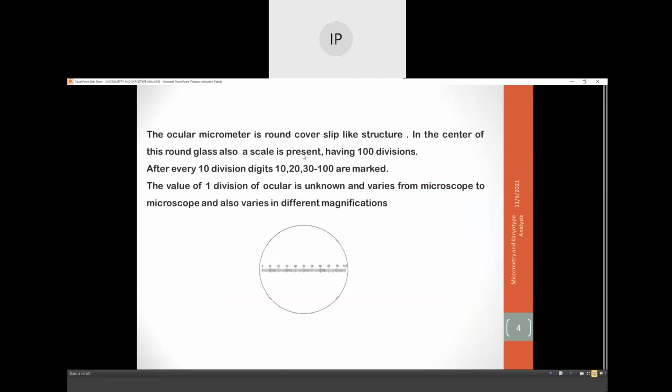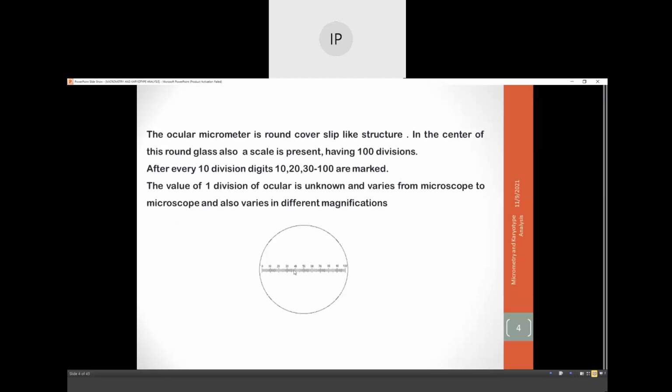The ocular micrometer has a round coverslip-like structure. In the center of this round glass also a scale is present having 100 divisions. After every 10 divisions, digits 10, 20, 30 up to 100 are marked. The value of one division of ocular is unknown and varies from microscope to microscope and also varies in different magnifications. Now this is the ocular micrometer.